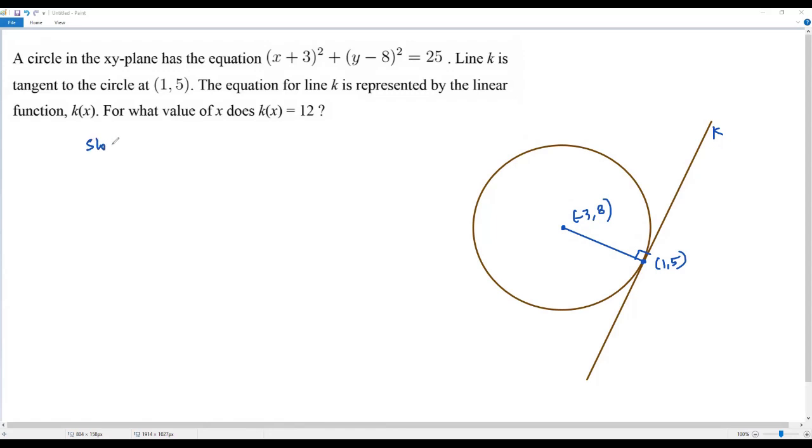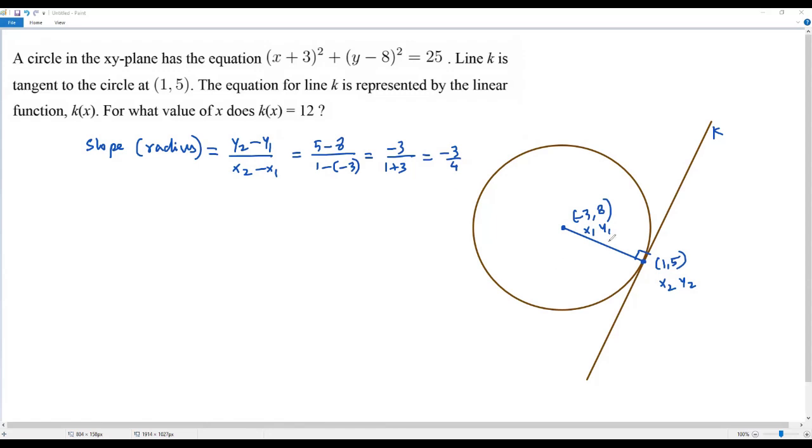Now let me get the slope of the line segment which represents the radius. Here we have 2 points on the line segment. When we have 2 points, there is a formula to get the slope: y2 − y1 divided by x2 − x1. We can consider this is (x1, y1) and this is (x2, y2). Now let me plug in the values. We get (5 − 8) divided by (1 − (−3)). We get −3 divided by 1 + 3, that is 4, so we get −3/4. Here I got the slope of the line segment which represents the radius.